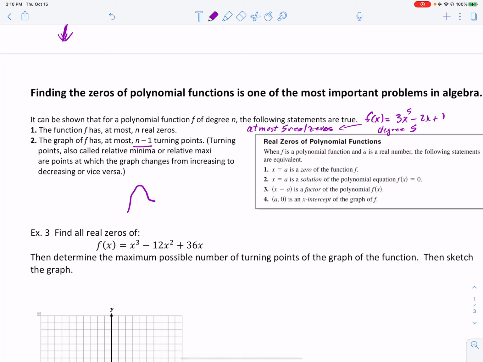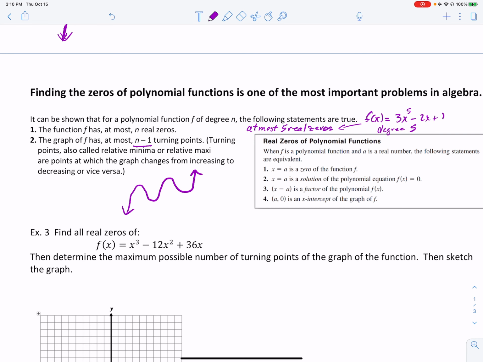And if I have this, it is a turning point. It's a point where the function changes from increasing to decreasing or decreasing to increasing. Right in that vicinity, that's the highest point. It's not the highest point, but it's in that vicinity. Then here's another turning point. Function's changing from decreasing to increasing. That's a turning point. It's relative to that area, it's a relative minimum. It hits a bottom in an area close to that. And there's another one, there's another one. If you have a degree of 5, then you have 5 minus 1 possible turning points.